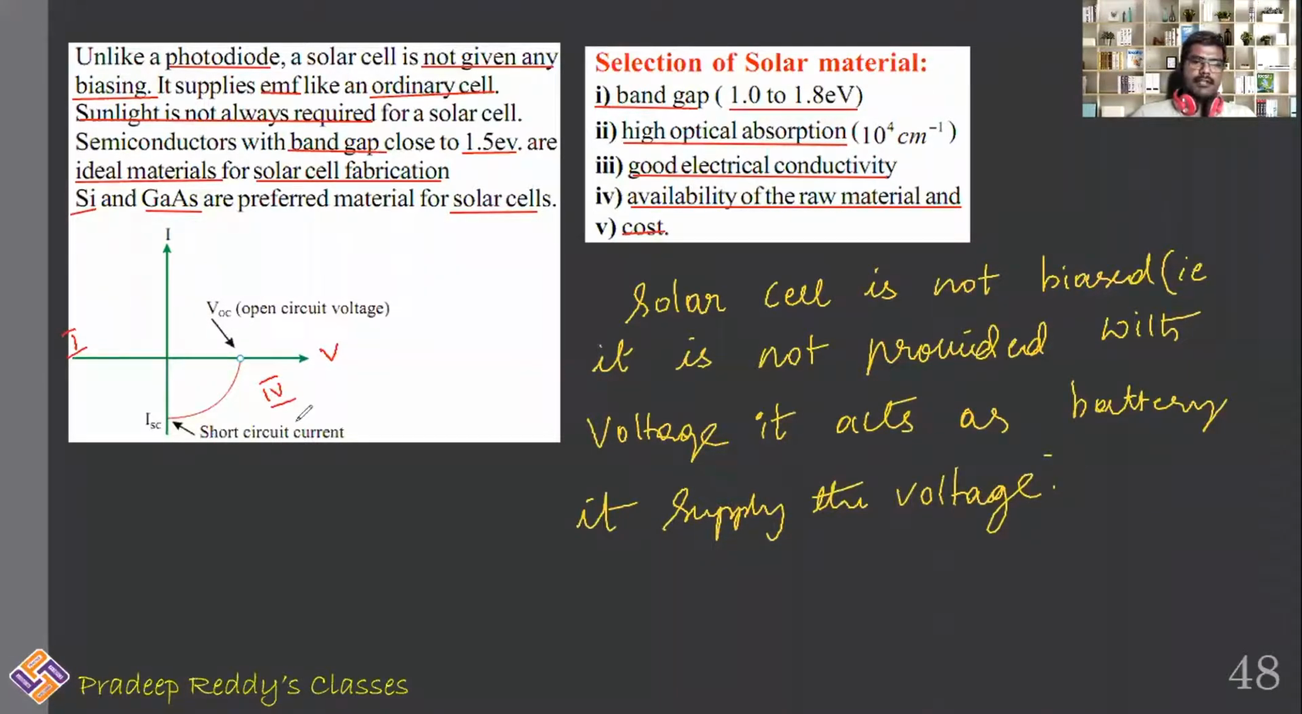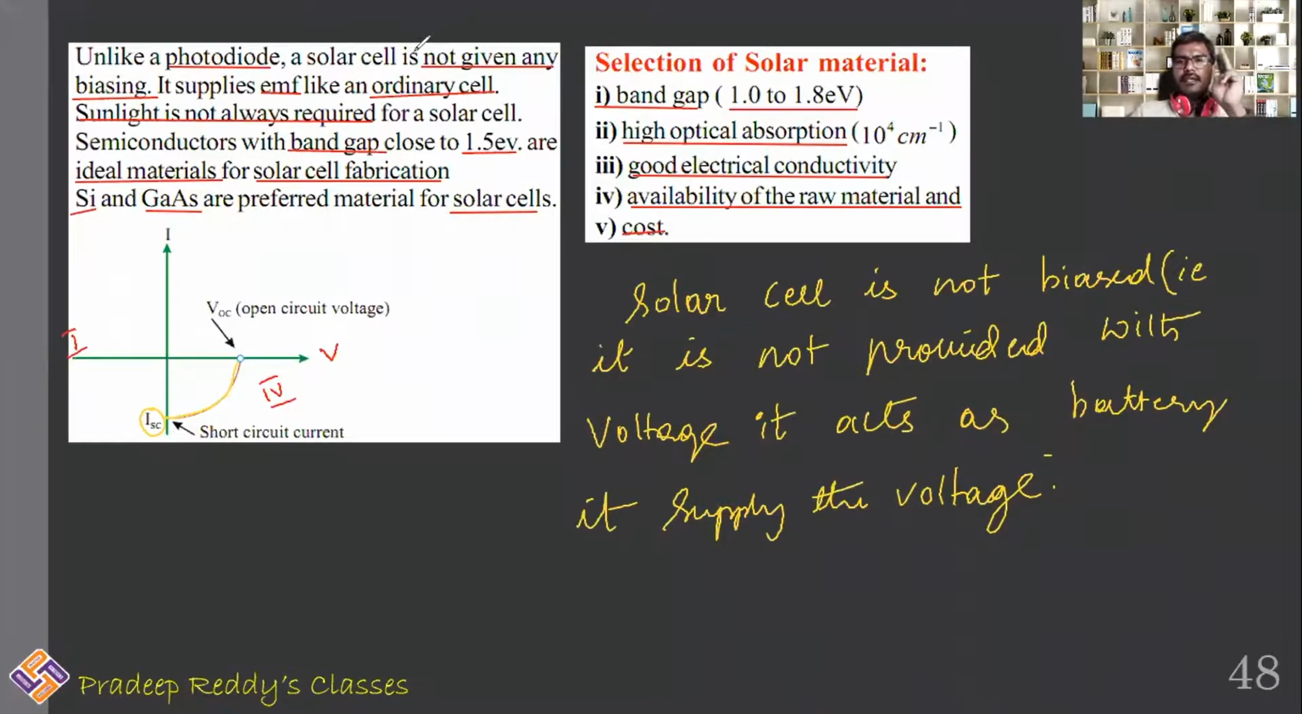That is the reason why you get the graph in the fourth quadrant, and this is the saturation current, and voltage is produced depending upon the saturation current. So the number of electron hole pairs generated determines the amount of current produced, and as a result you get a potential difference between those two metal plates depending upon the number of electrons and holes generated there. That's the working principle of a solar cell.